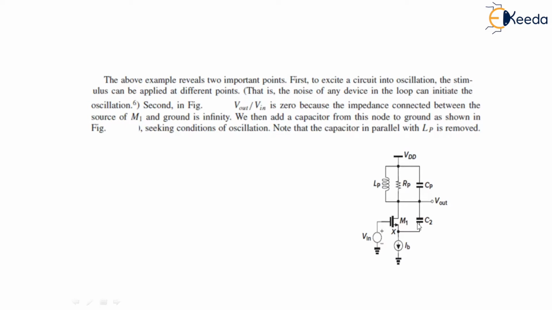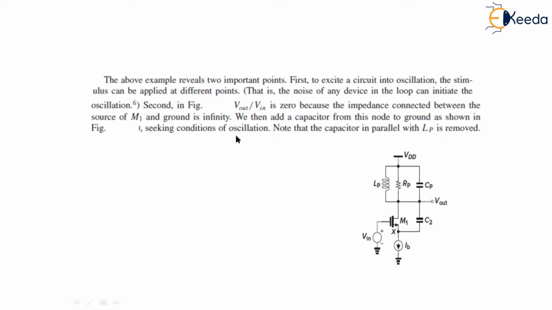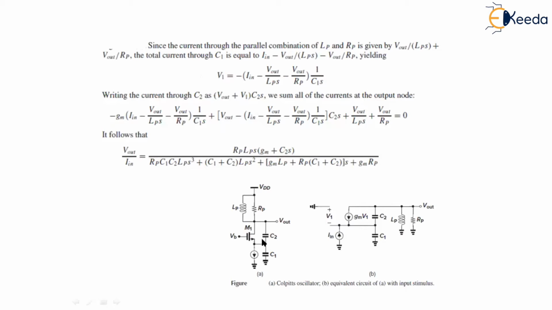We then add a capacitor from this node to ground as shown in this figure, seeking the condition for oscillation. Note that the capacitor in parallel with CP is removed. Now this capacitor is removed and one capacitor is added at this node, between this node and ground.